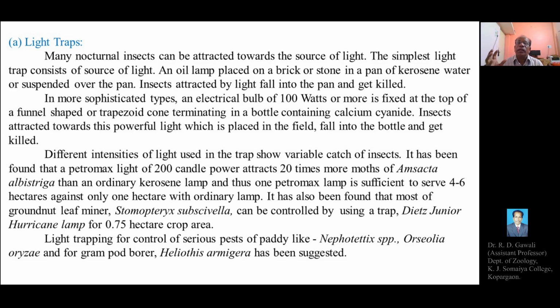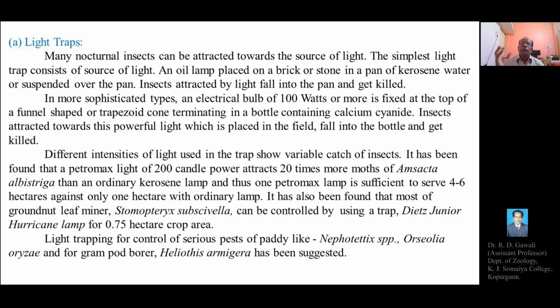4 to 6 hectares of crop area can be covered by a single light trap prepared using a Petromax light having a power of 200 candles, which can attract 20 times more moths from a large area of about 4 to 6 hectares. In the case of a kerosene lamp, only 1 hectare area can be covered. So the insects from 1 hectare area can be attracted.